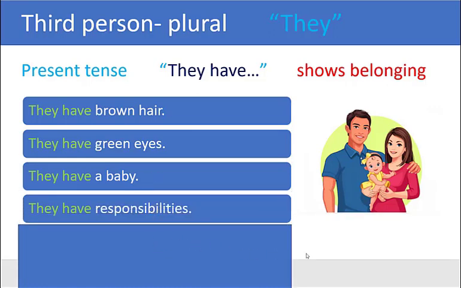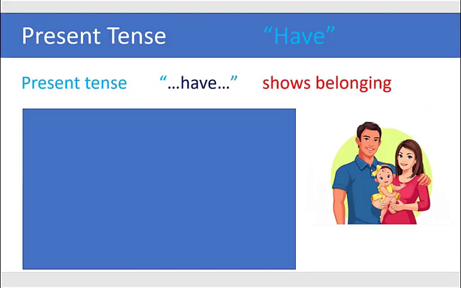And like we said before, we can have intangible things, so they have responsibilities. The couple are responsible for their baby. They have responsibilities. I'm not talking about me, I'm not talking about you, I'm talking about them. So they have responsibilities.